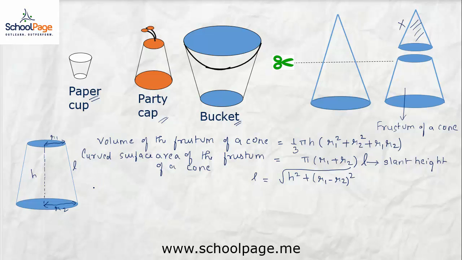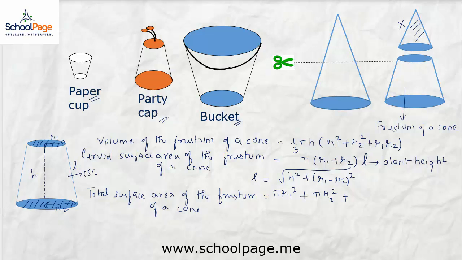Now if we have to calculate the total surface area of the frustum of a cone, then we have to first calculate the area of the top of the frustum of a cone, which will be given by pi R1 square, plus the area of the base of the frustum of a cone, which will be given by pi R2 square, plus the curved surface area, which is pi into R1 plus R2 into L. Let us solve some problems and understand this concept better.